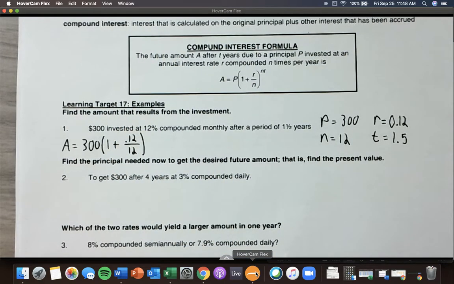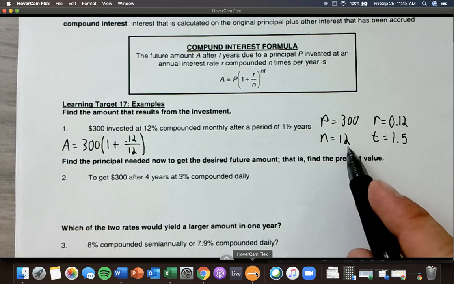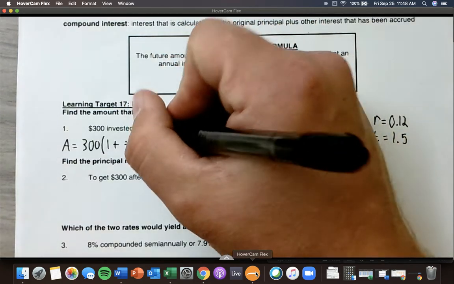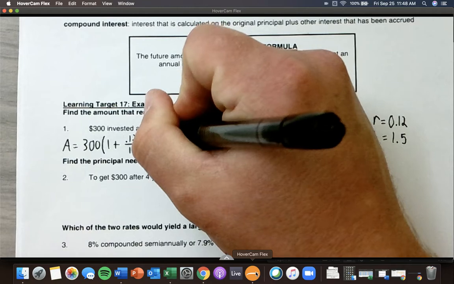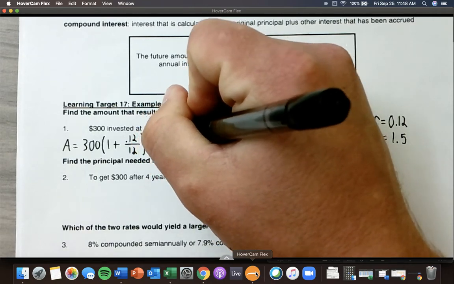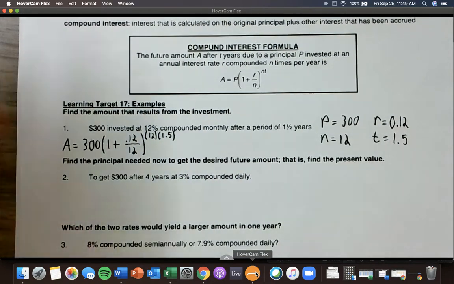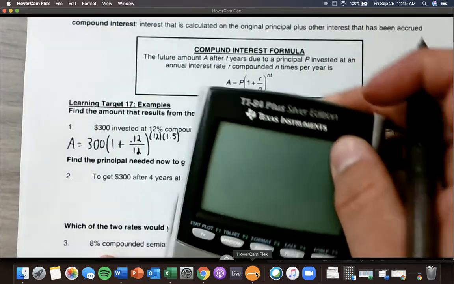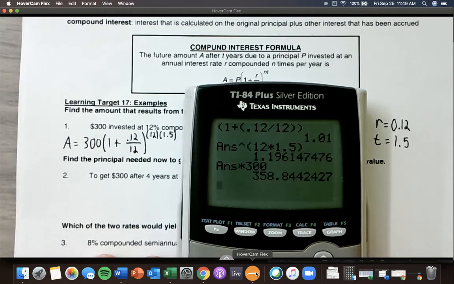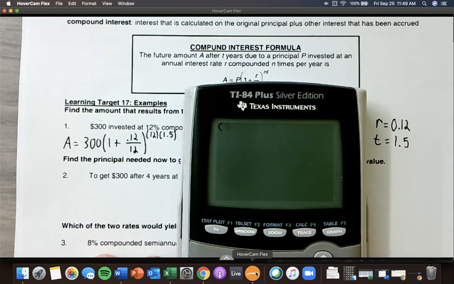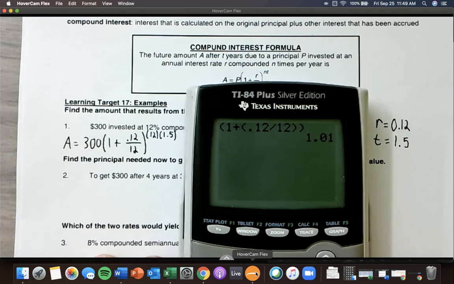Right, and that's all raised to the n times t, which is 12 times 1.5. So we can say raised to the 12 times 1.5. All right, and then all we have to do is plug that into our calculator. We have to deal with the parentheses first. So we can say 1 plus 0.12 divided by 12, and that's equal to 1.01. Right, we can raise that to the 12 times 1.5.